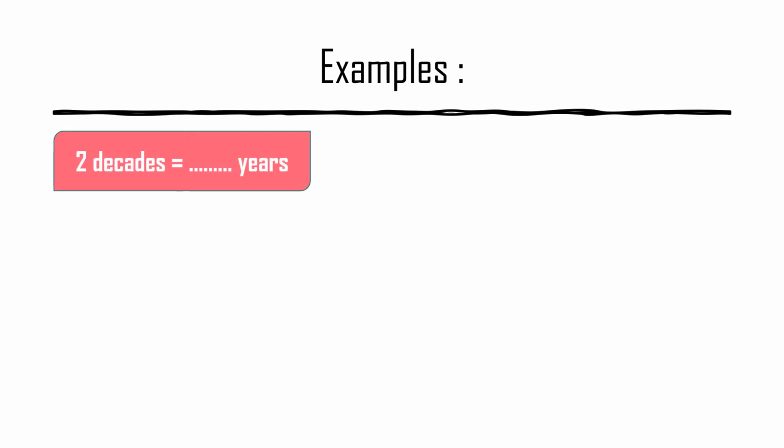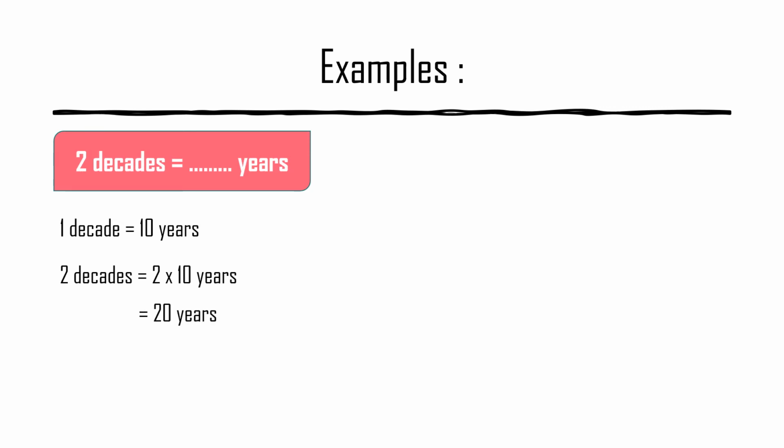Look at these examples. How many years in 2 decades? Remember, 1 decade equals 10 years. So 2 decades equals 2 times 10 years equals 20 years.